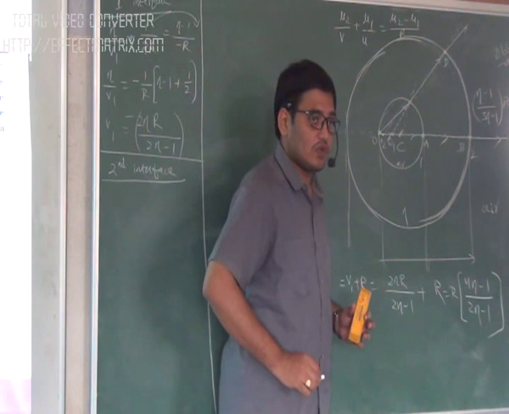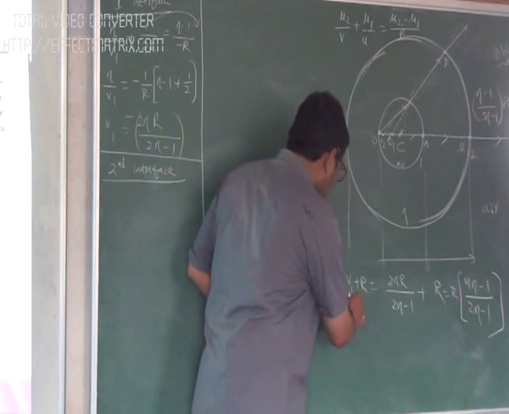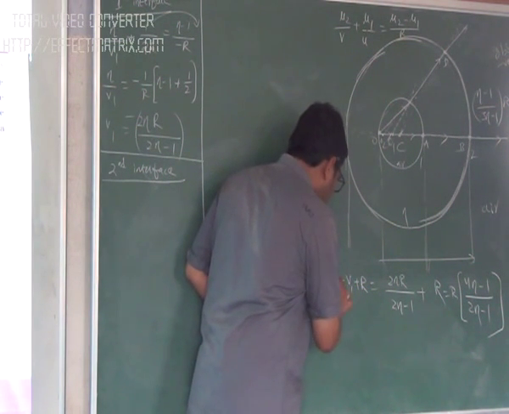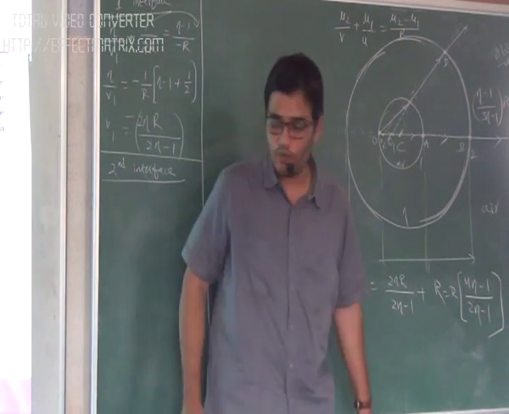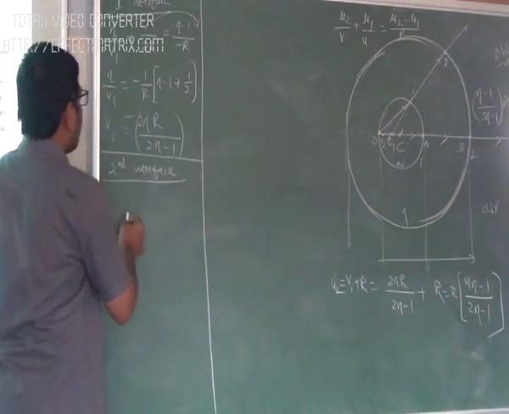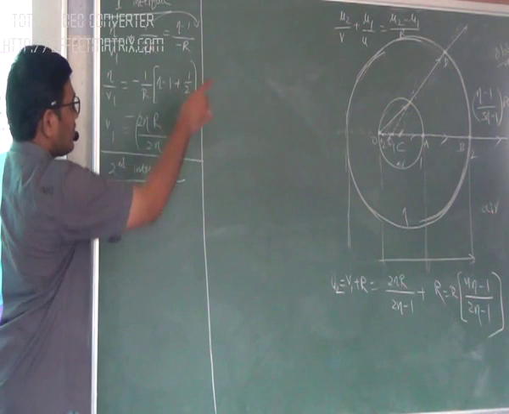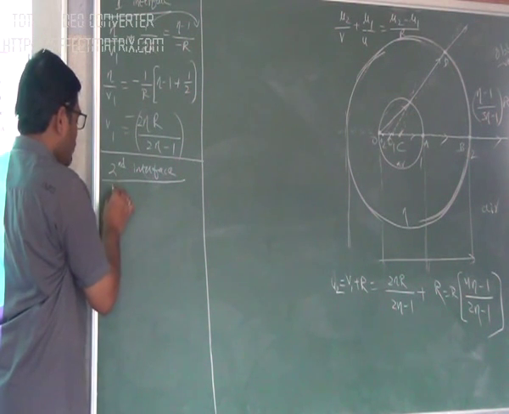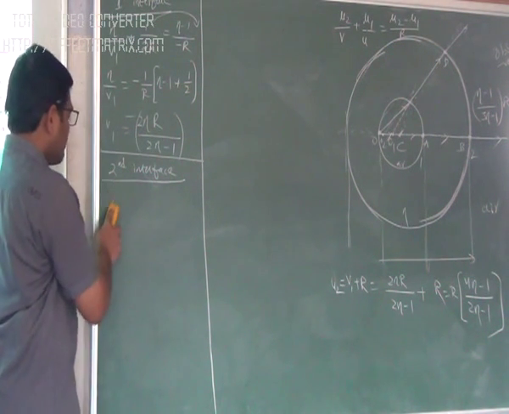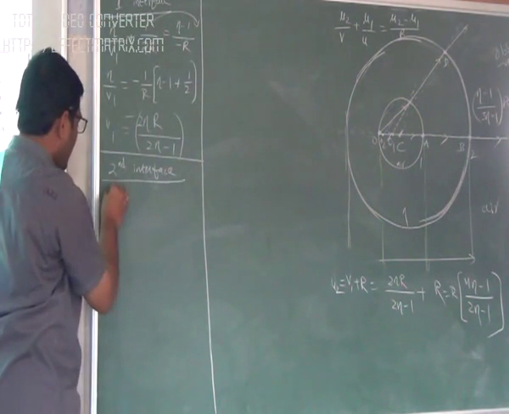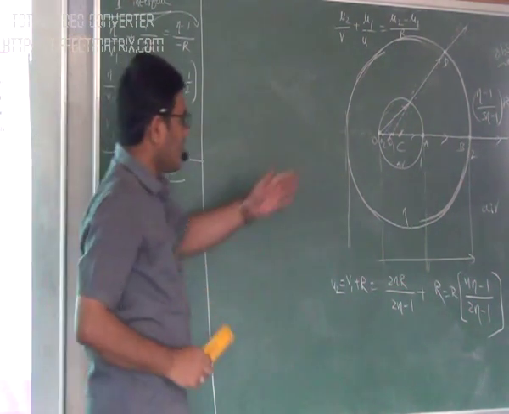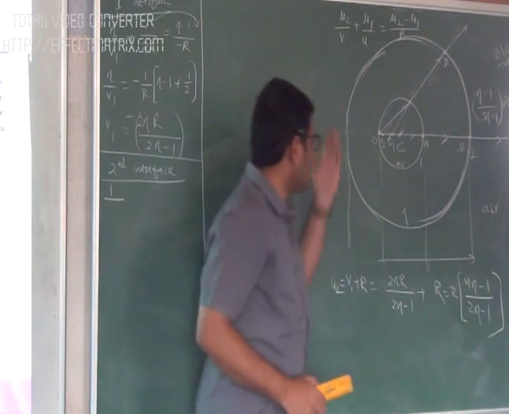Second interface. For the second interface, this is the object distance, U2. So for the second interface, I am writing a relation: mu2 is, for the second interface, 1. This is the second interface. This is mu2, this is mu1.